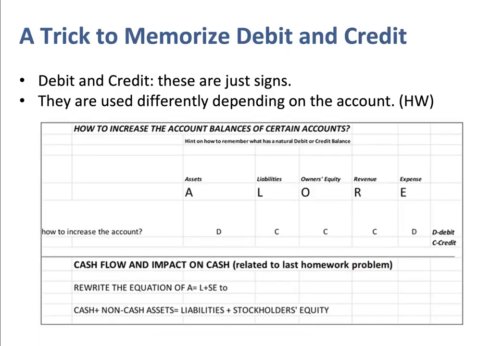Alright, so now the most important question is: how do I know which account increases with debit and which account increases with credit? This is the trick that I'm going to teach you to remember debit and credit. Debit and credit, as I said, are just signs. They do not necessarily mean increase or decrease. So you cannot say, for example, that when I see a debit, it means increase.